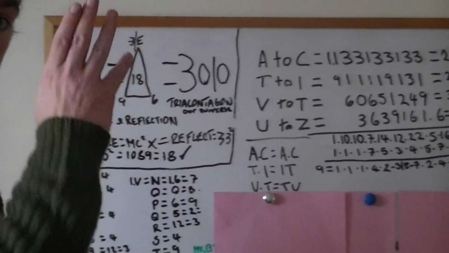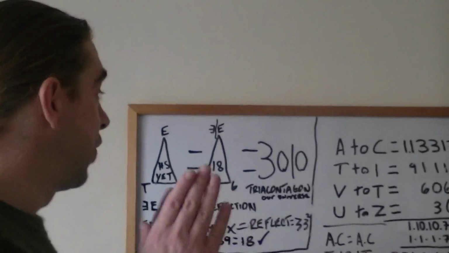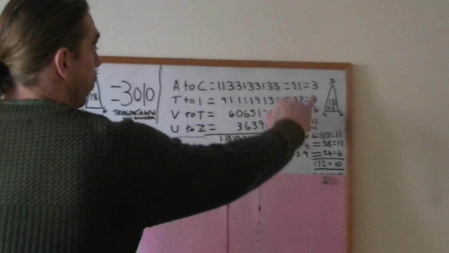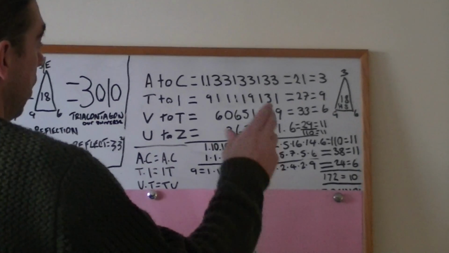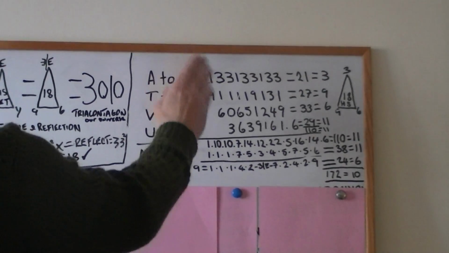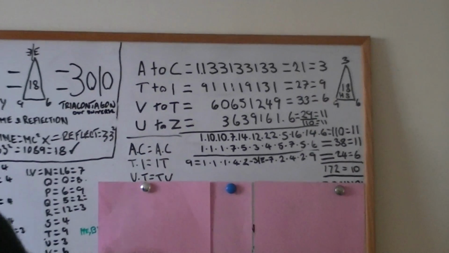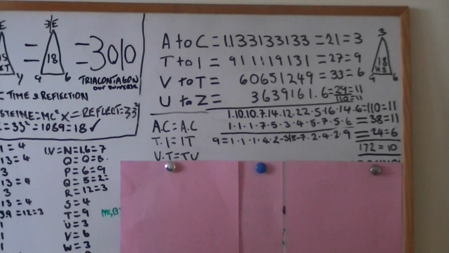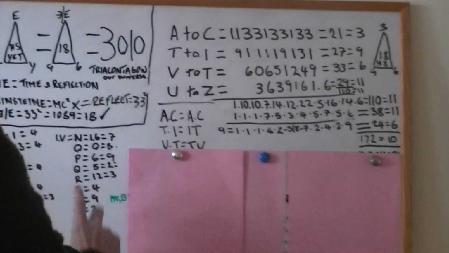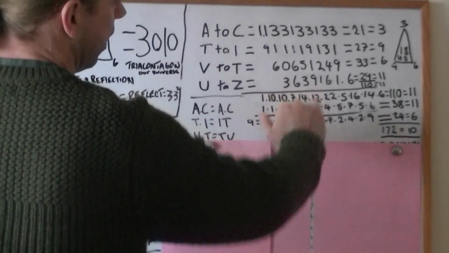So E equals time, 3 is the reflection of E. The only way to calculate time is through reflection. So 3, 6, 9 gives us our trinity of 18. So that is A to T, as you can see. This leaves U to Z, or it would actually be backwards, Z to U. Now, these are the numbers taken from that section, U to Z.